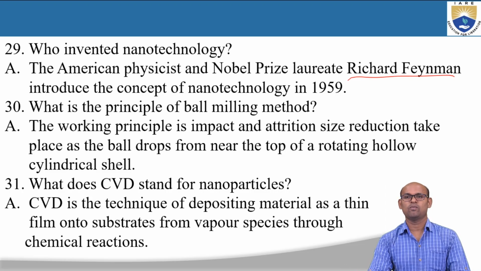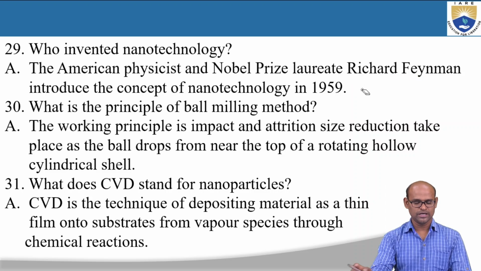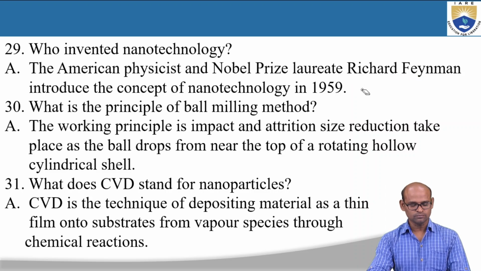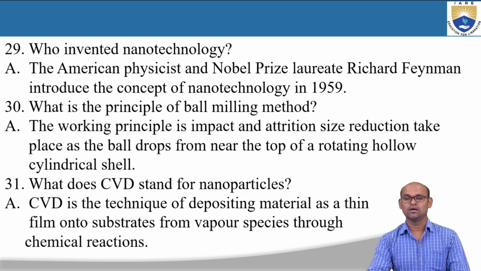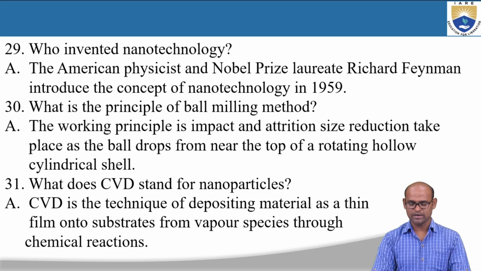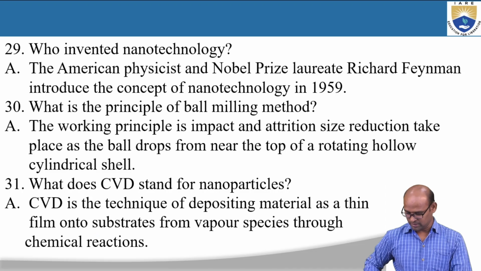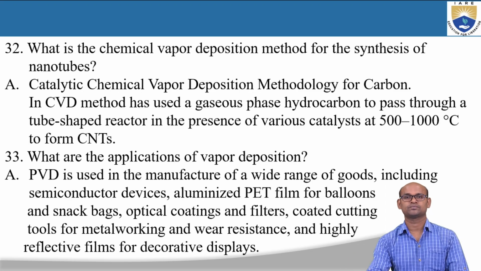What is the principle of ball milling method? The working principle is impact and attrition: size reduction takes place as a ball drops from near the top of a rotating hollow cylindrical shell. What does CVD stand for? Chemical vapor deposition, a technique of depositing material as a thin film onto a substrate from vapor phase through chemical reactions.